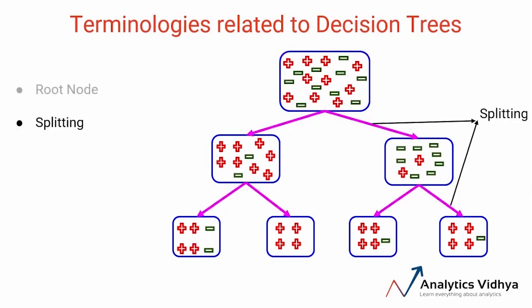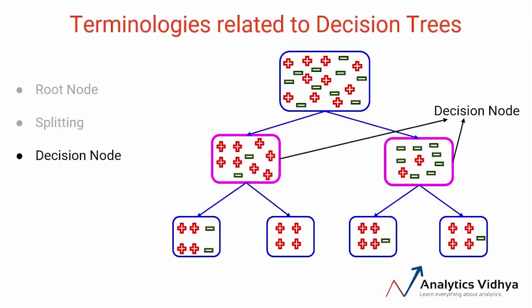The second terminology is splitting. Splitting is a process of dividing a node into two or more subnodes. The highlighted lines here represent the splitting as a node is being split here into subnodes. Now, when a subnode is further divided into even more subnodes, then the initial subnode, we'll call that a decision node. So here these two highlighted nodes are the decision nodes.